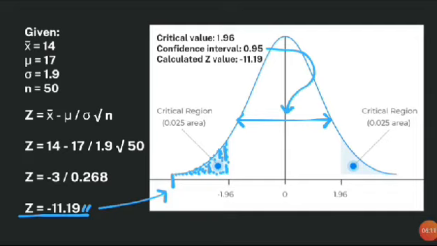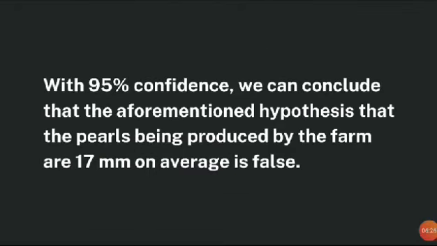This implies that we should reject the null hypothesis since our computed value is outside the range of the confidence interval. And so, for our conclusion, with 95% confidence, we can conclude that the aforementioned hypothesis that the pearls being produced by the farm are 17 millimeters on average is false.